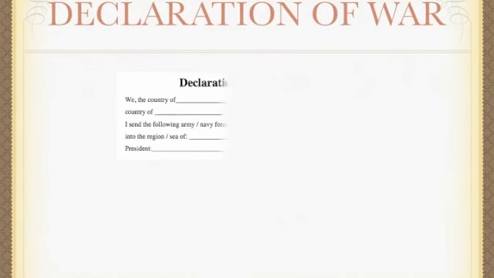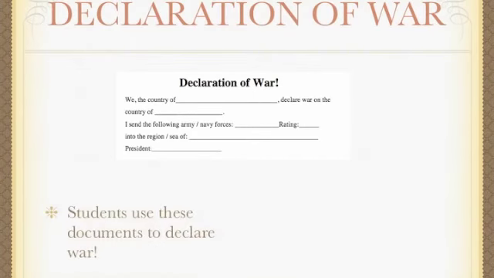The declaration of war sheets are filled out by the students and handed in to the head table when students want to declare war on another country. Students must plan carefully if they are organizing a multinational force or attacking multiple locations in a particular sequence. The sheets help keep you organized, and the students get a big kick out of signing them.